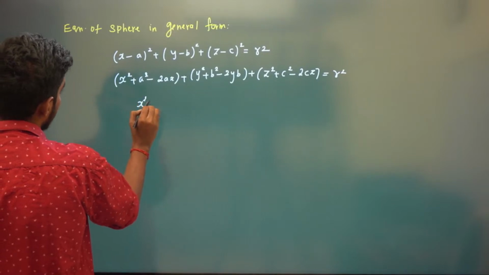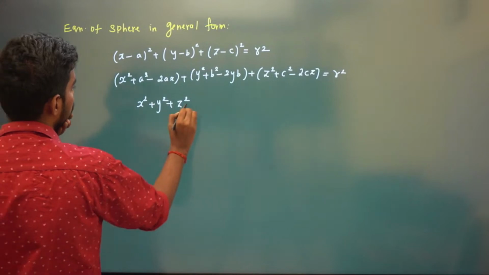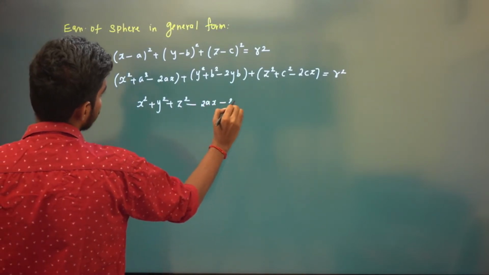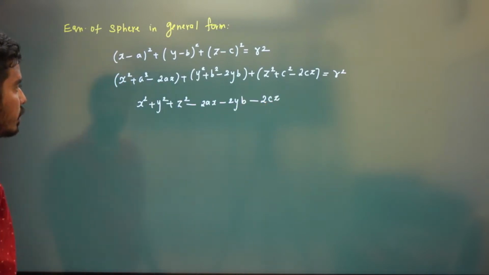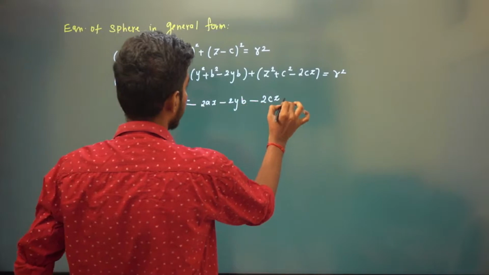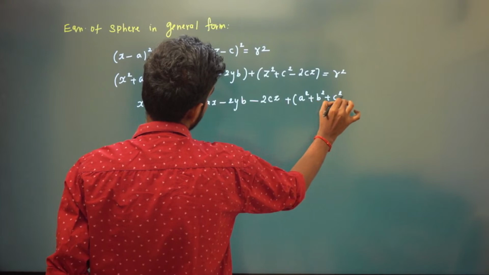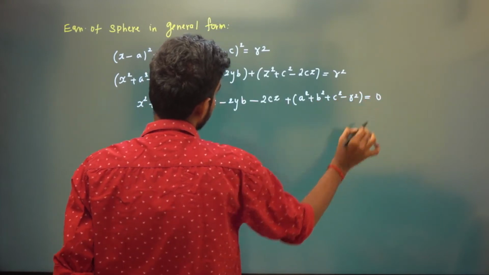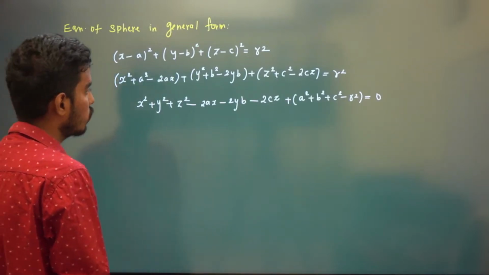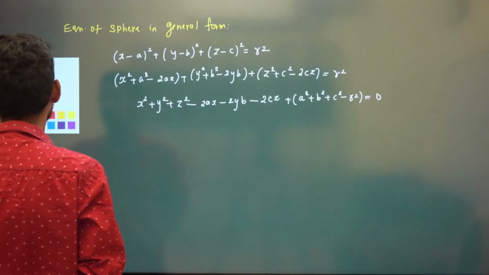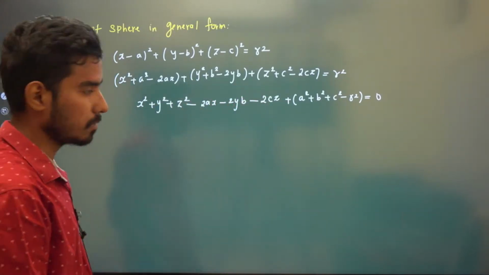So let us collect x² + y² + z², and reorder: −2ax − 2by − 2cz, right? And we have a², b², c², all of which are constant terms: a² + b² + c² − r² = 0. Just grouping the terms, that's it. Now I'm going to make some substitutions.